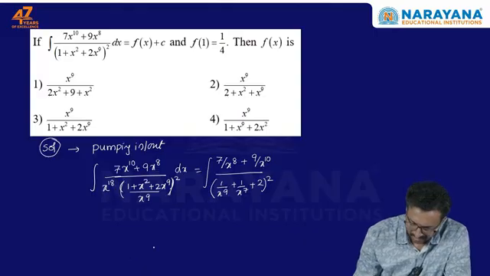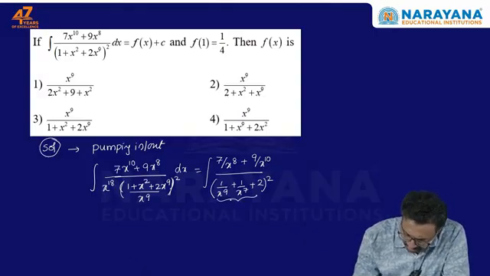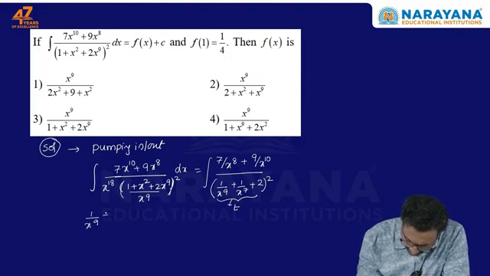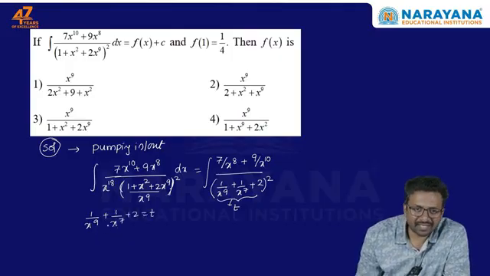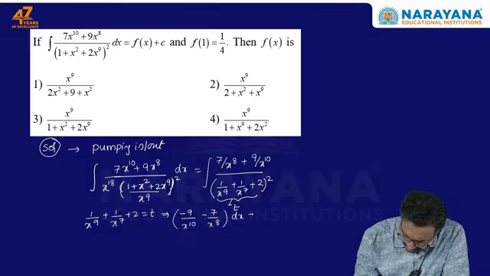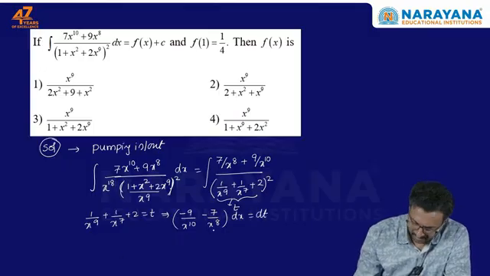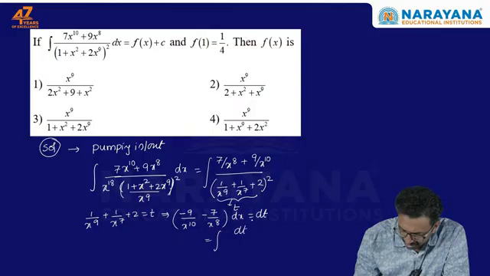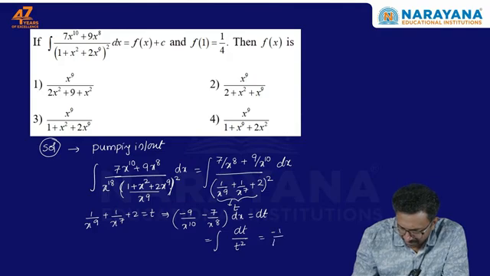So if you carefully observe the denominator, if you take this as t, so what is the differentiation of this? 1 by x power 9 plus 1 by x power 7 plus 2 is equal to t. So if you take this as t, do the differentiation. Minus 9 by x power 10 minus 7 by x power 8 dx will be equal to dt. So this integral is going to become the integration of dt by t square, so minus 1 by t plus c.